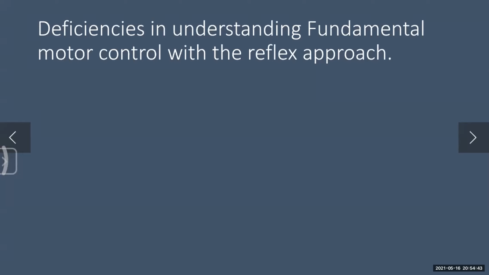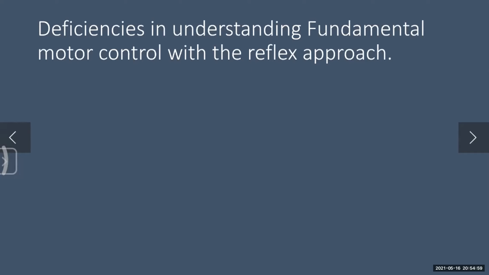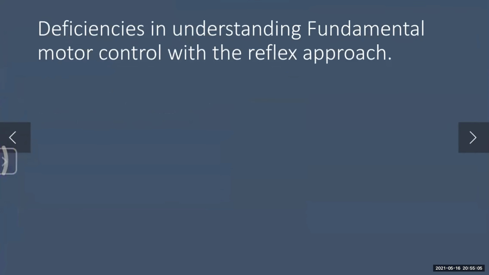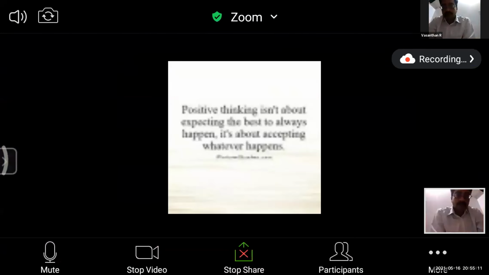Now we are going to have a discussion on what is the primary problem with this approach. I'll open it for discussion. We'll have a few minutes of discussion, and then we will come back to the deficiencies. You can tell me what deficiencies you think there are in the reflex model of motor control.